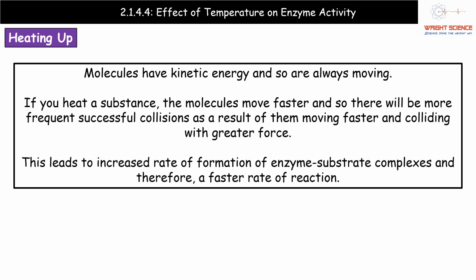The faster they move, the more likely they are to have collisions, and the more likely those collisions are to be successful. So if you go back to your GCSE chemistry knowledge, we're hitting that good old phrase, more frequent successful collisions. Because we've got more frequent successful collisions, we've got an increased rate of formation of enzyme substrate complexes. If we've got an increased rate of formation of the enzyme substrate complexes, we're going to have a faster rate of reaction overall, because the more enzyme substrate complexes we form, the more reactions those enzymes will catalyze in the same time frame.